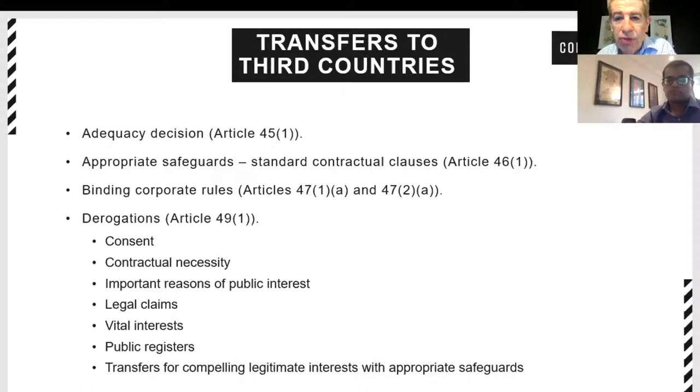They follow a similar structure under each of the controller processor standard contractual clauses. The exporter confirms that it's complied with its own national data protection legislation until transfer, and then the clauses set out obligations on the data importer to comply with EU style data quality obligations and restrictions. There's also a clause which grants third-party rights to data subjects, so they can enforce certain provisions of the clauses themselves.